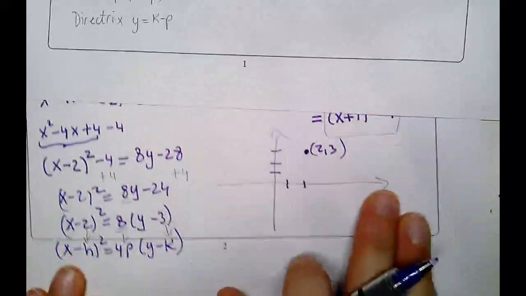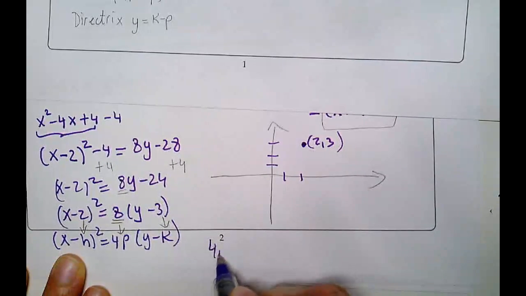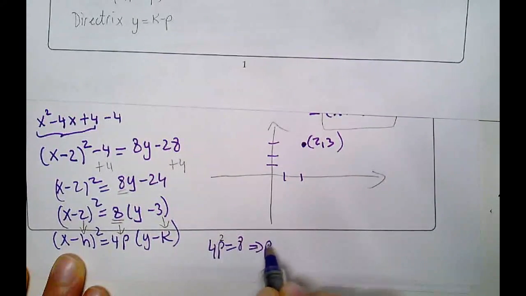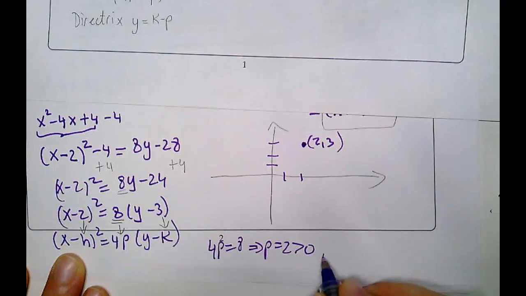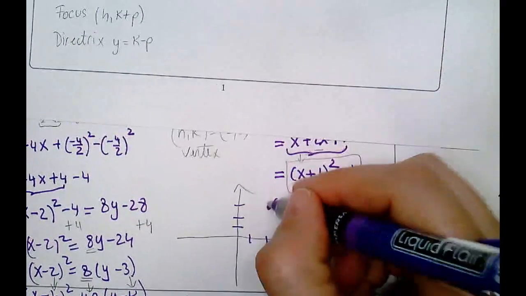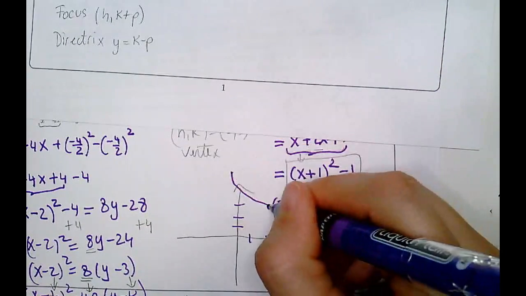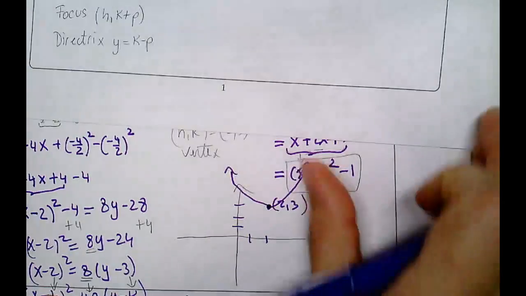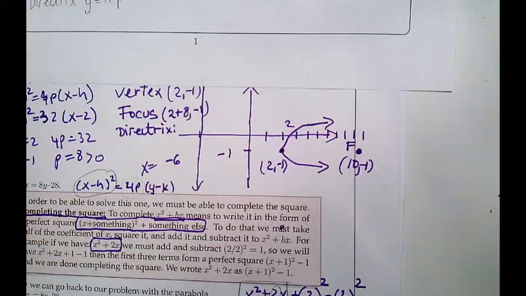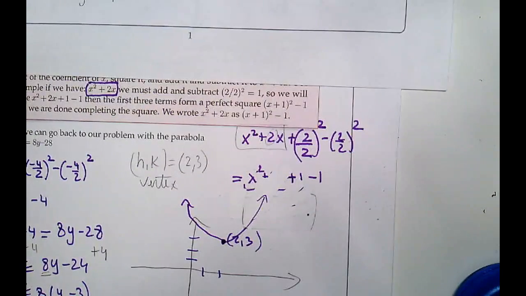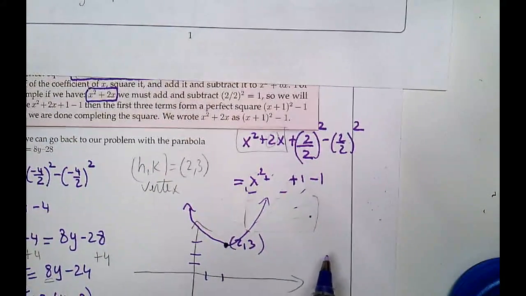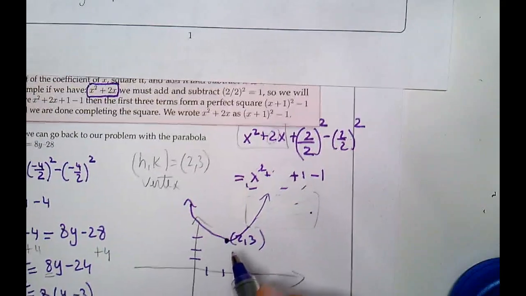And let's see what p is, whether it opens up or down. Well, I have that 4p equals 8. So that means that p equals 2, which is greater than 0, so it's going to open up. Okay, I fixed it. It opens up. And now we just got to find the focus and the directrix.